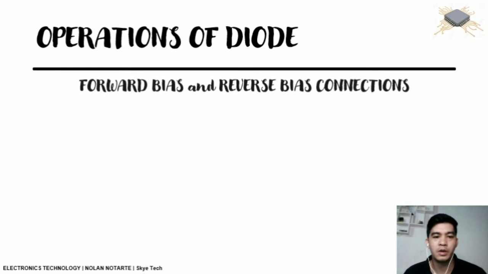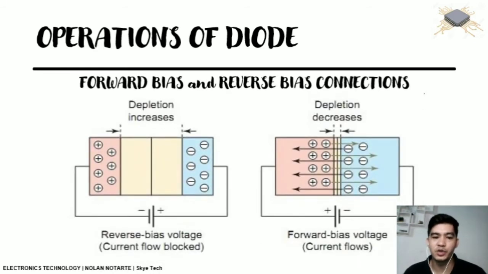Okay, so forward and reverse bias connection. So, in forward bias, okay, when we say forward bias, we connect the positive to the positive part of the diode and the negative to the negative part of the diode. Okay, in this condition, the current will flow. Okay, ang tendency po niyan, the depletion region decreases. Okay, kaya siya nag-aalaw sa kuryente na mag-flow.